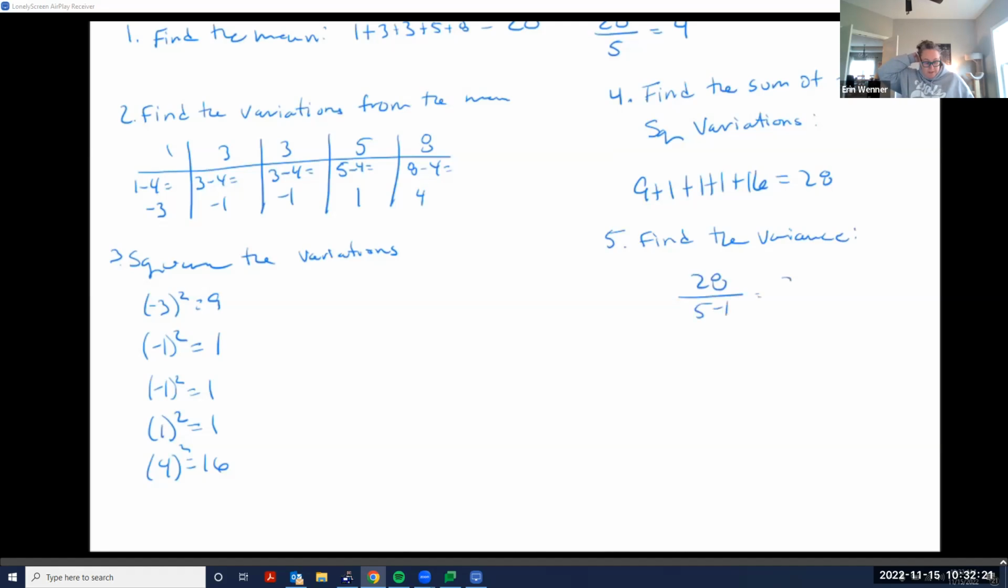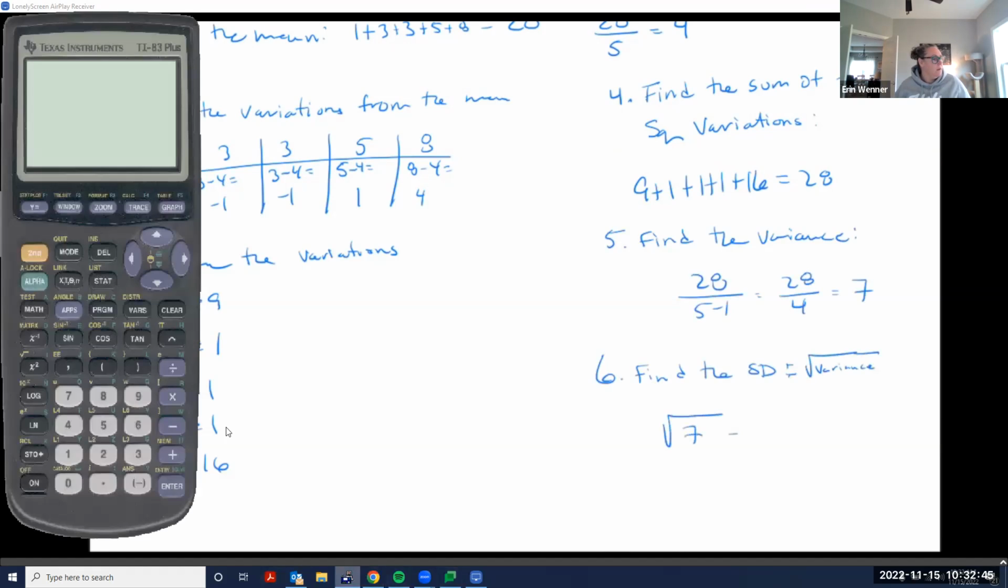So the last step is to find the standard deviation, which is just the square root of the variance. So we're going to do the square root of 7, which gives us 2 point... Let's pull my calculator up. The square root of 7 is 2.645751311, and we're going to round that to approximately 2.65.